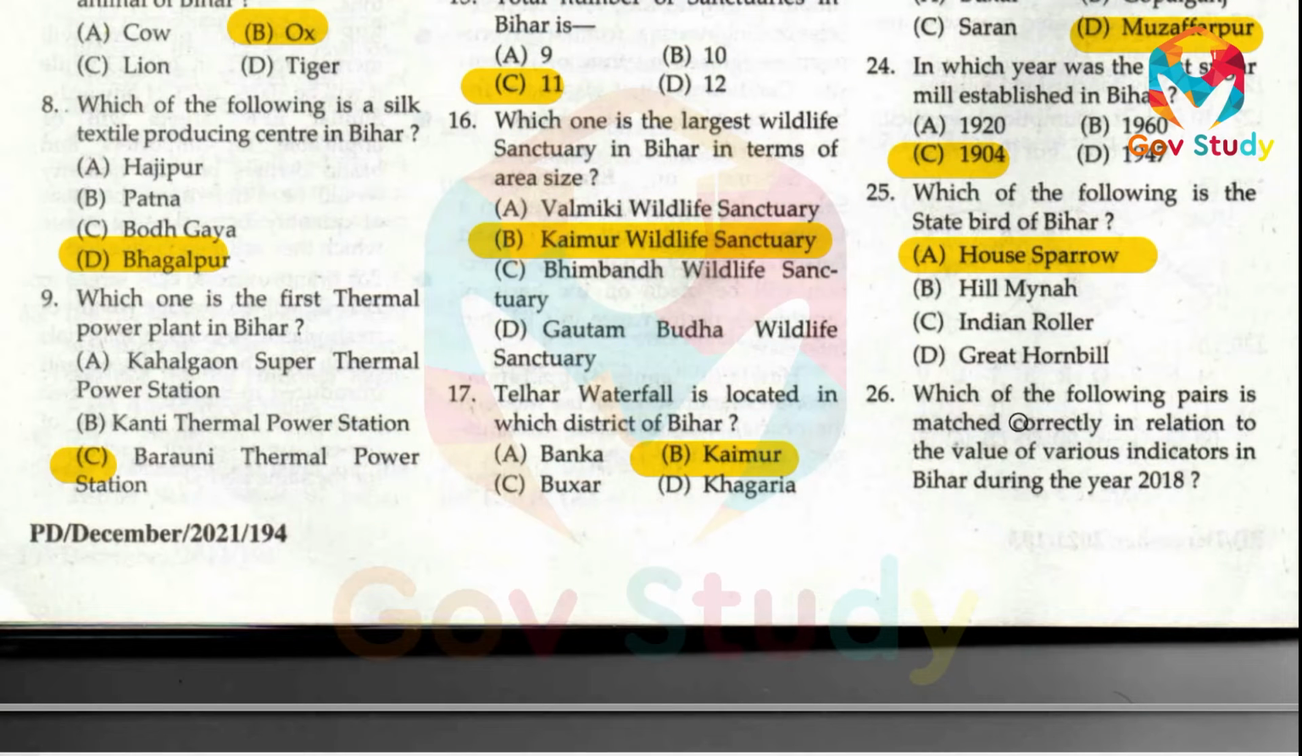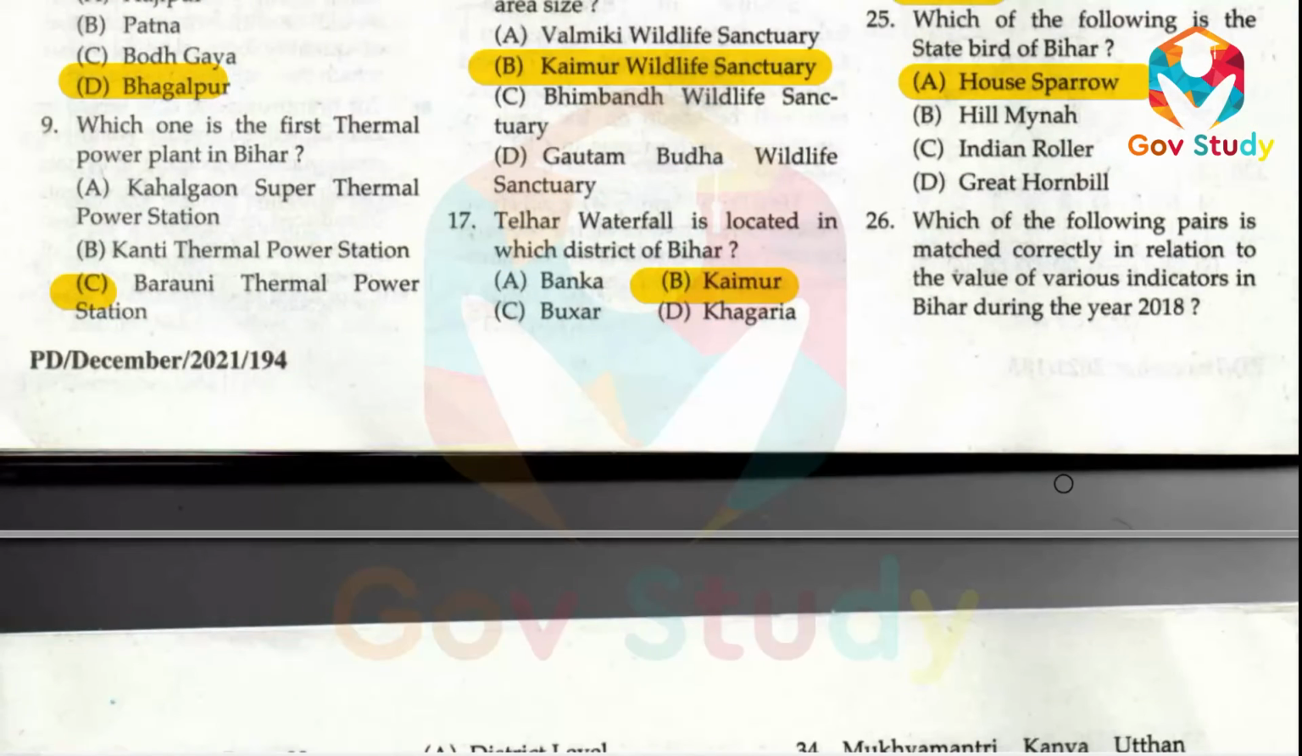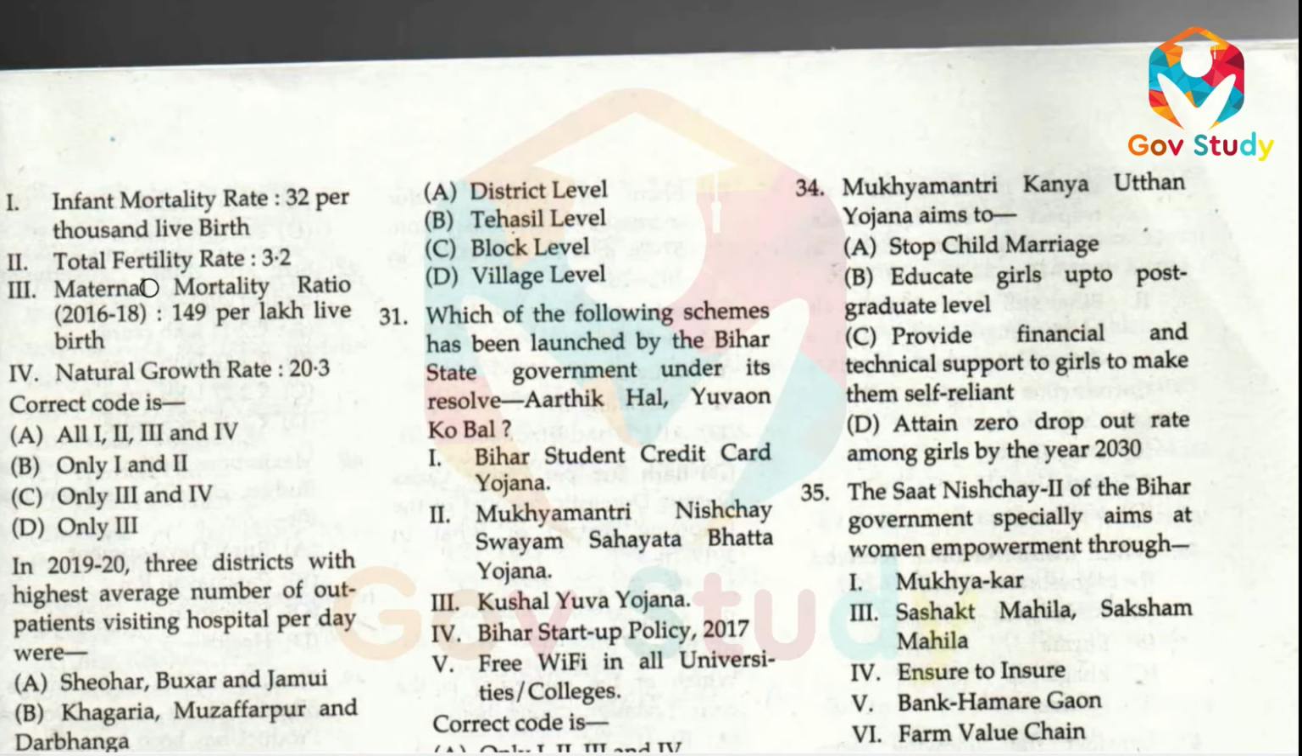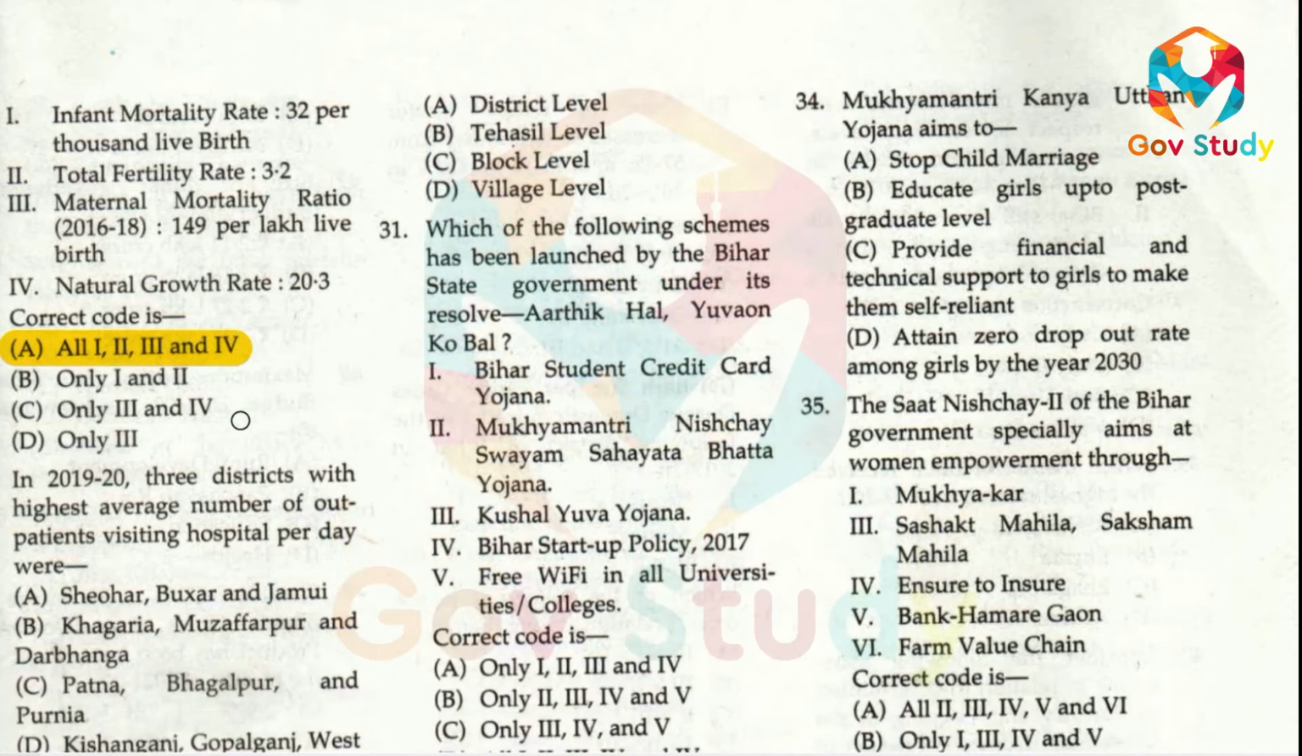Which of the following pairs is matched correctly in relation to the value of various indicators in Bihar during the year 2018? Infant mortality rate 32 per 1000 live births. Total fertility rate 3.2. Maternal mortality ratio 2016-18, 149 per lakh live births. Natural growth rate 20.3. Correct answer is A, options 1, 2, 3 and 4 are correct.